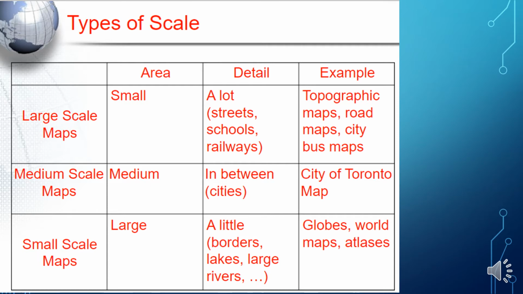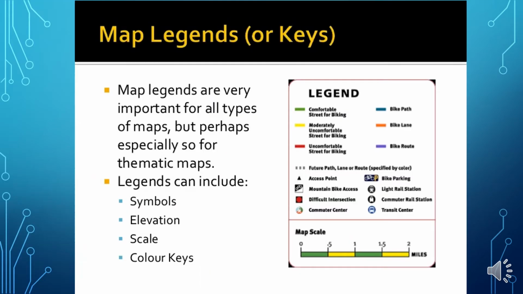Next, we have a medium scale map. Here, a medium size area is demarcated. You do find details in between cities, for example, a city map of a particular city, like the Calcutta city map. Next, a small scale map. It covers a large area, and the details are little, like your borders, lakes, rivers. They all come under the details. Examples of such maps would include globes, world maps, and atlases.